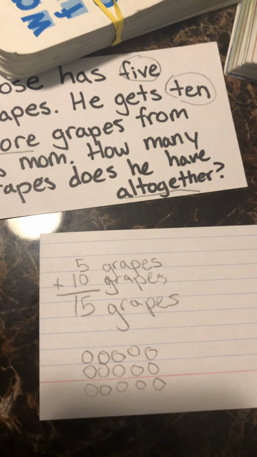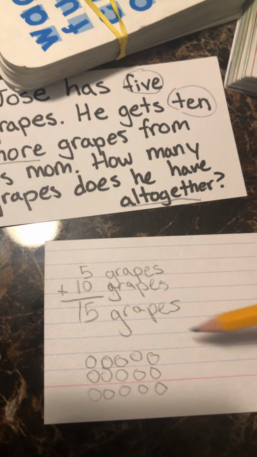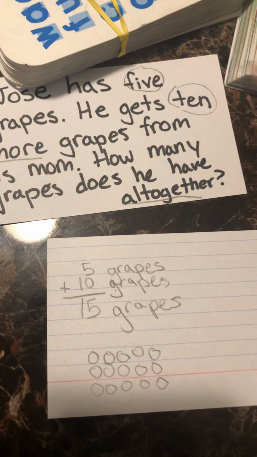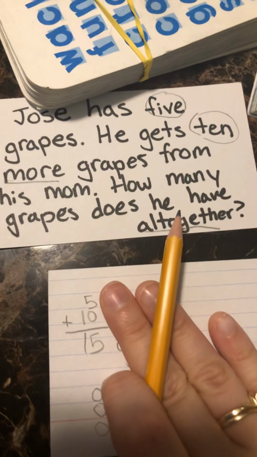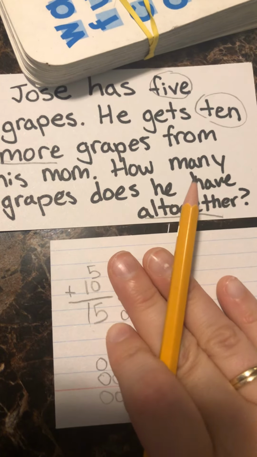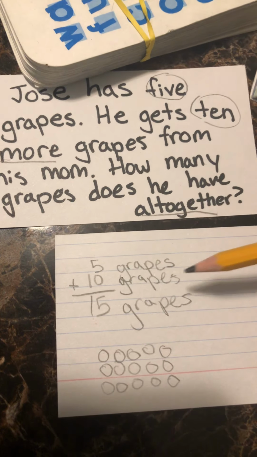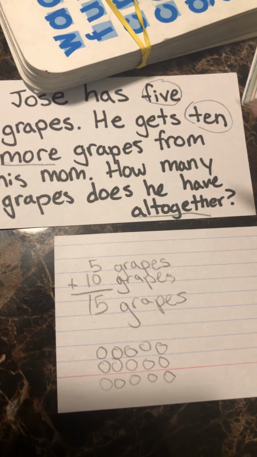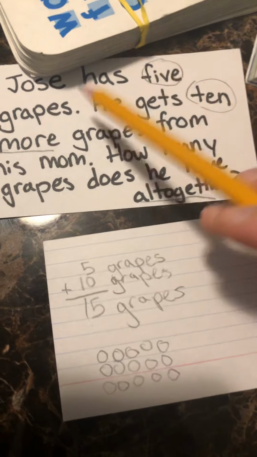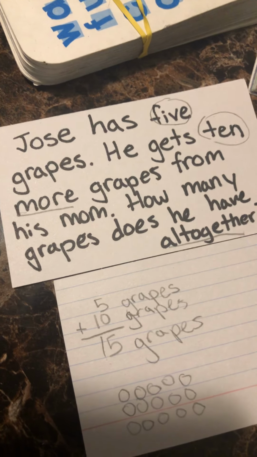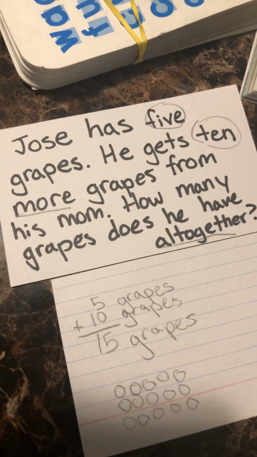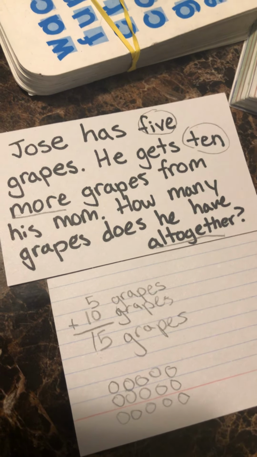grapes. Notice I wrote the word grapes after each one. If I just wrote 15, I wouldn't know 15 of how many or 15 of what. So I have to make sure I add my word to make it a complete answer. There are 15 grapes, not 15 Jose's, not 15 moms, 15 grapes altogether. All right, my friends.